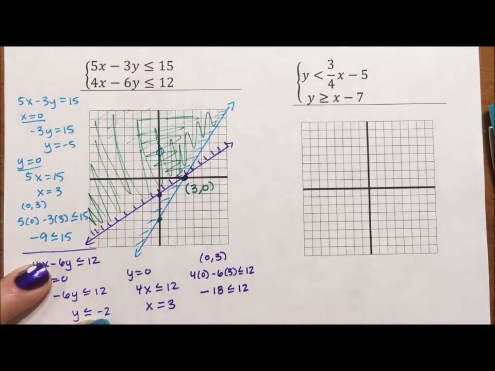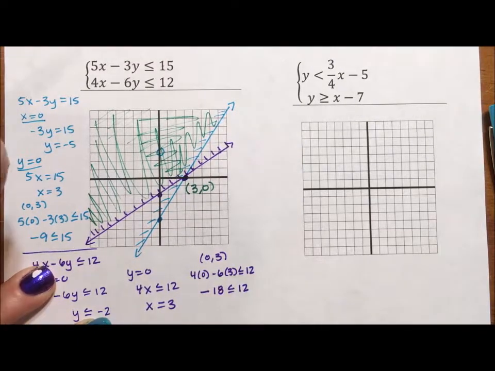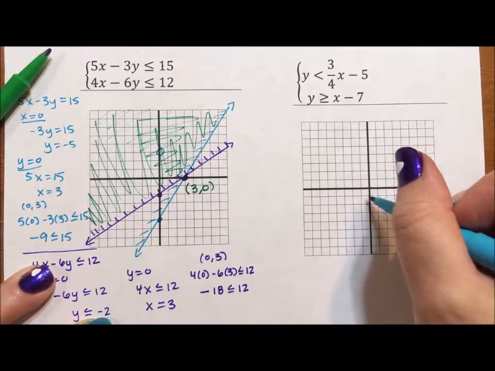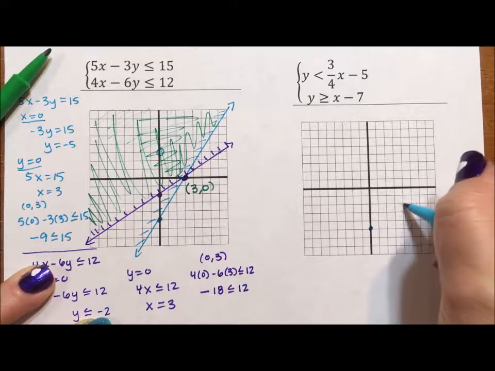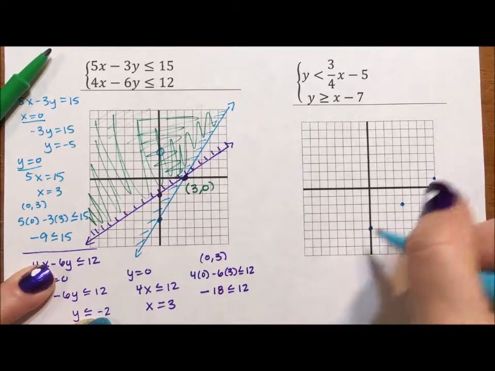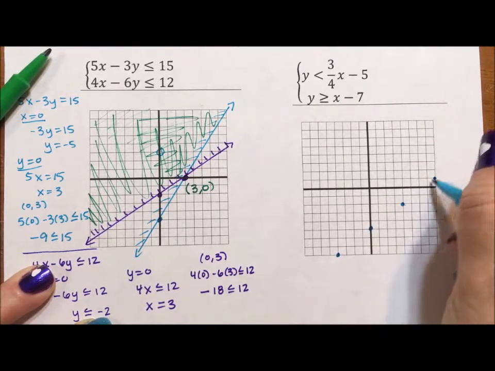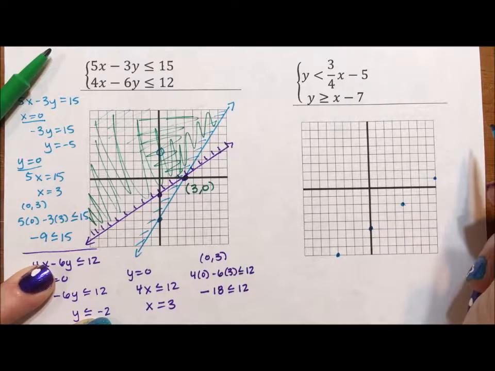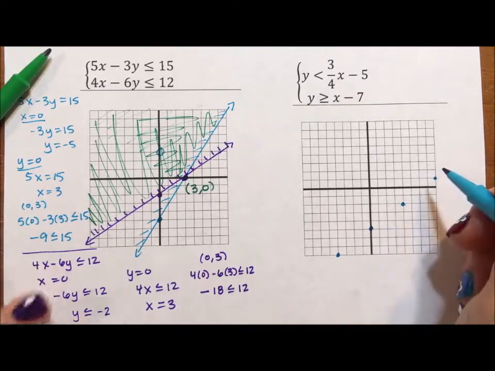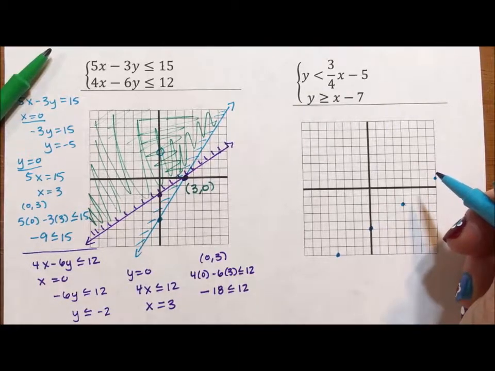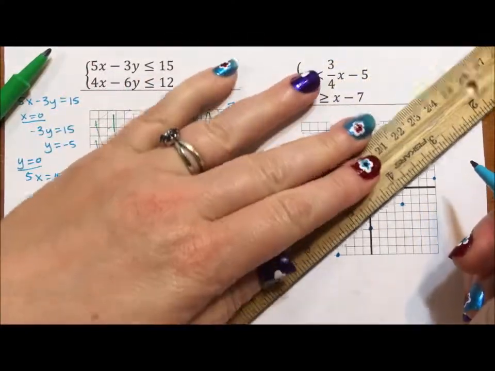All right, let's try the next one. In the next one, my first line is in slope-intercept form. I start at negative 5, 1, 2, 3, 4, 5. My slope is 3 over 4, 3 over 4. I like doing all of the points because in a lot of cases, one of these four points is going to be the point of intersection of the two lines. Not always, but in many cases.